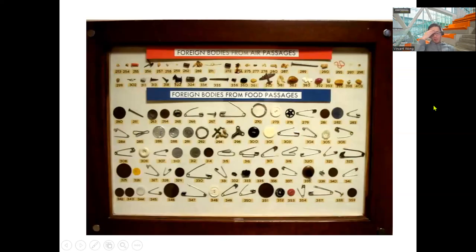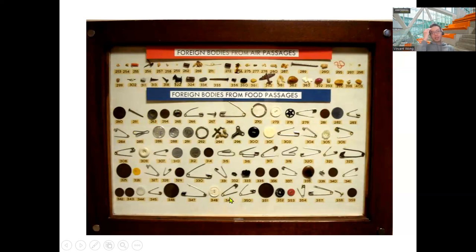I used to work at SickKids before I became a teacher. I did research there for a couple of years, and in the hallway they have this frame, and they have a couple of them. And it's all the stuff that they took out of kids' air passageway and food passageway. And it's so bizarre, the kind of stuff that kids put in their mouth and in their nose. Like, look at the bobby pins, right? They actually swallow that. I hope it wasn't opened when they swallowed it. That would be pretty damaging.